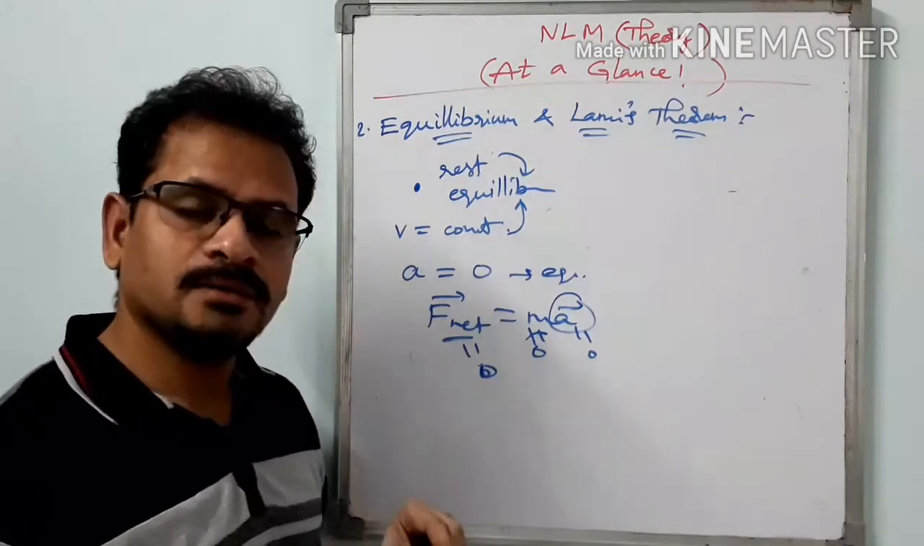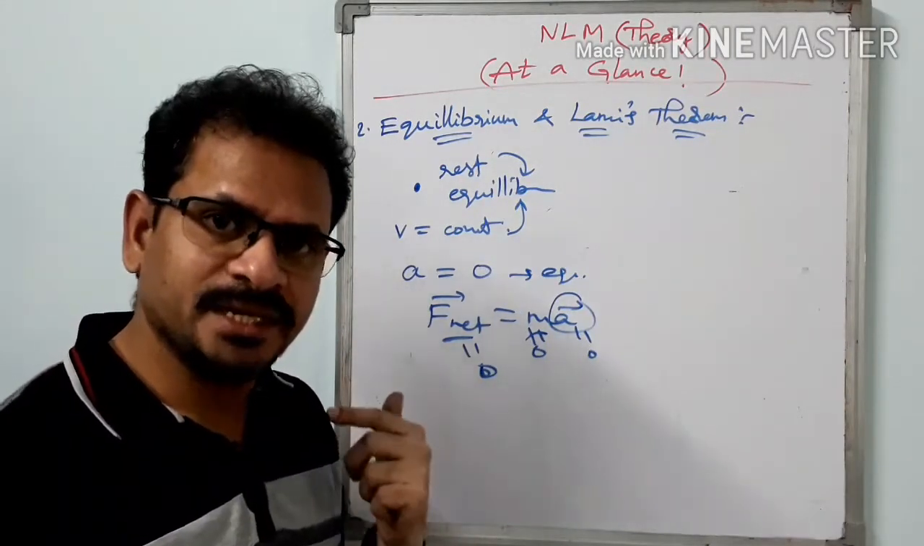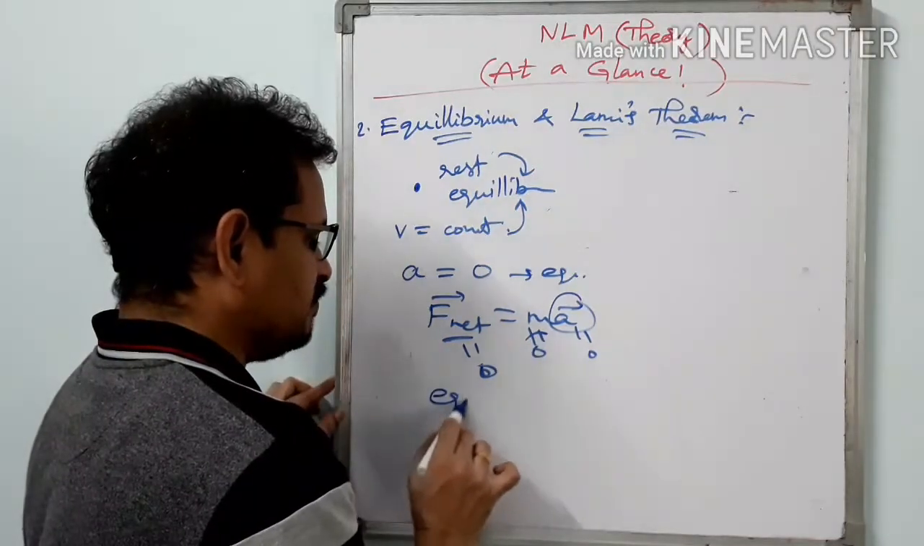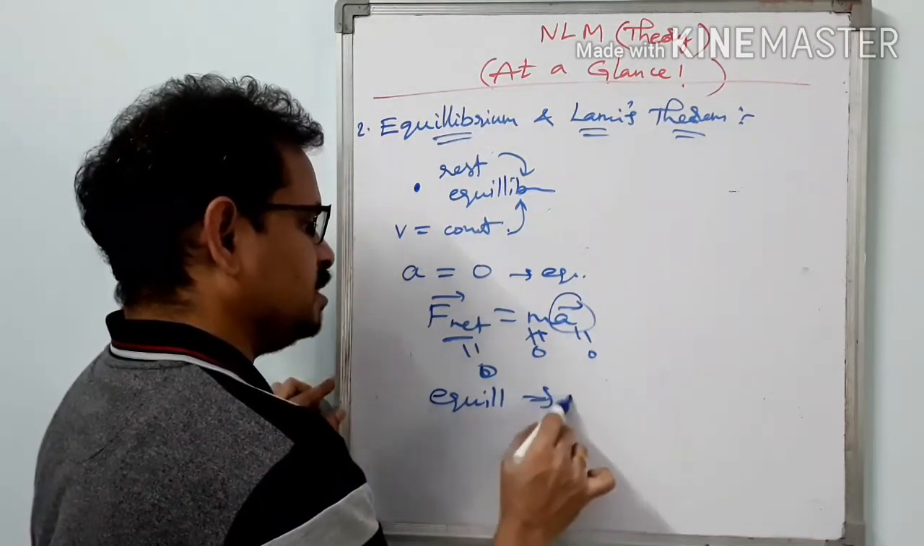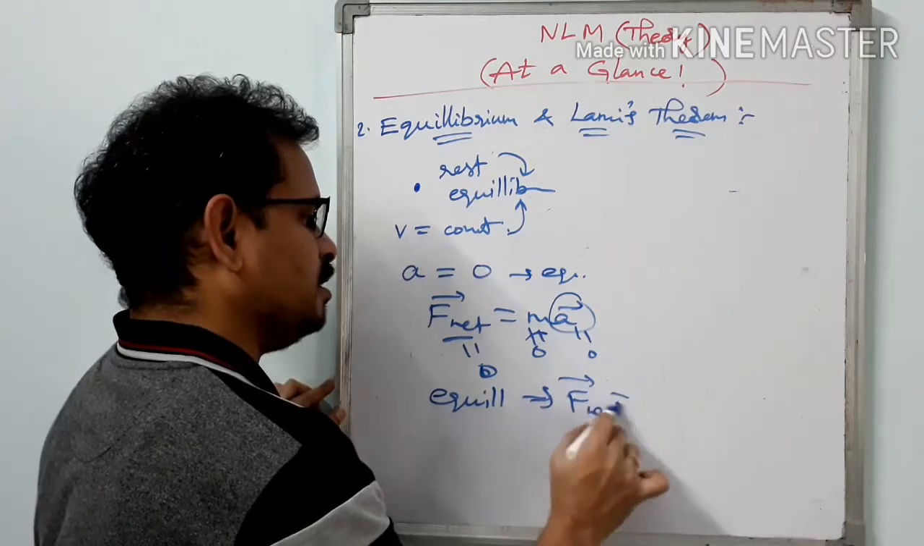So what does it mean? What is clear here? If a body is in equilibrium, that means F net bar equal to 0.